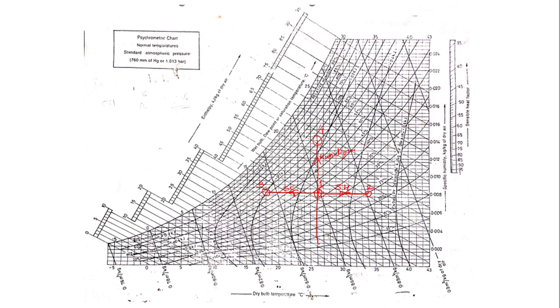Basically, it will be downward over here. Let's say this is point number 5, and this process is nothing but the dehumidification, where the moisture is removed from 0.008 to, let's say, 0.0021. So that moisture has been removed at constant dry bulb temperature. This is the dehumidification process.